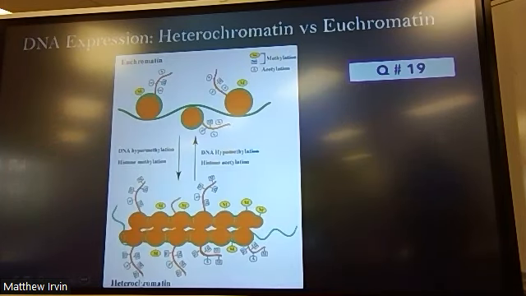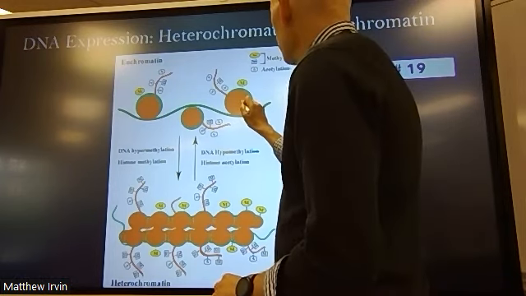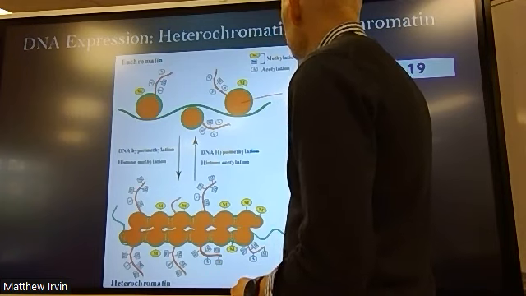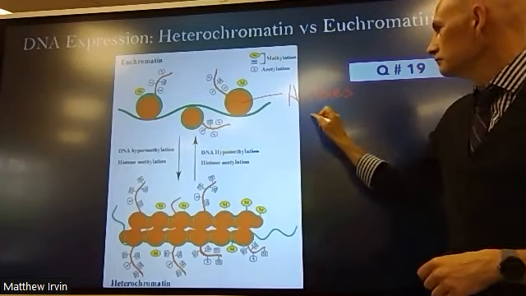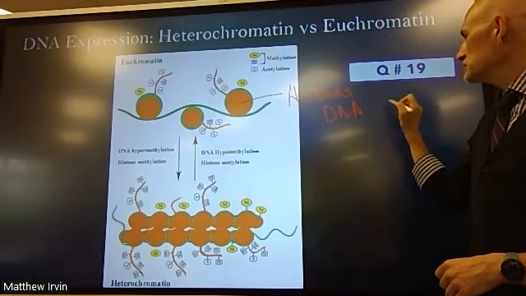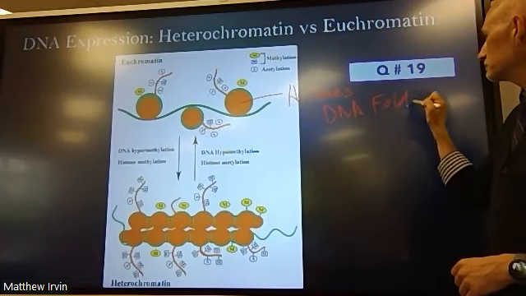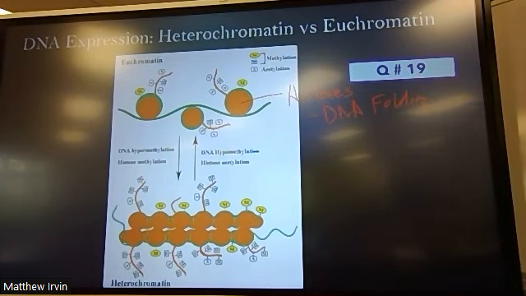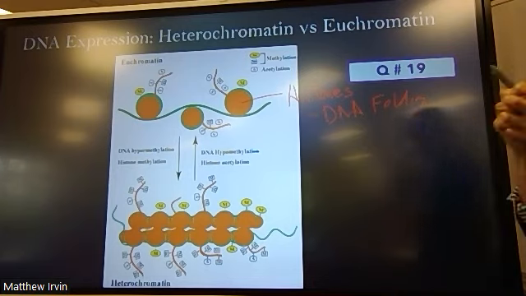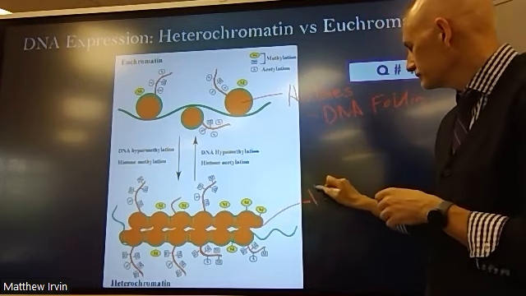All right, DNA expression control. So we've got histone proteins. What do these do? What are they responsible for? DNA folding. And so if DNA is super closed up, will it be expressed? What is that, hetero or euchromatin? It is heterochromatin.